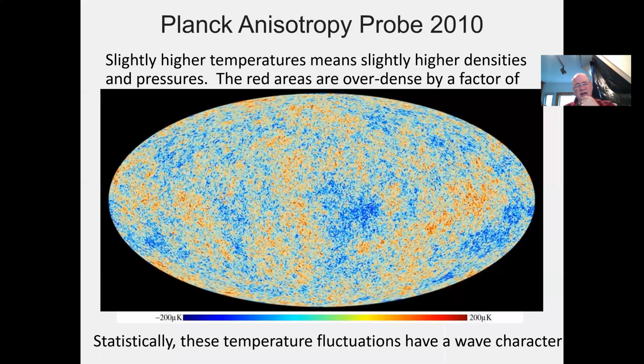The last one I want to look at again, if we look at this heat map one more time and remind ourselves that the heat map reflects the density map of the matter as it was released just at that moment of recombination and decoupling.